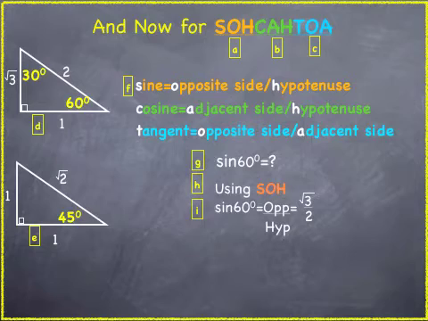So let's see how SOHCAHTOA is going to help us out. So first of all, SOHCAHTOA, 3 parts. In A, you have SOH, and that stands for sine is equal to the opposite side divided by the hypotenuse.